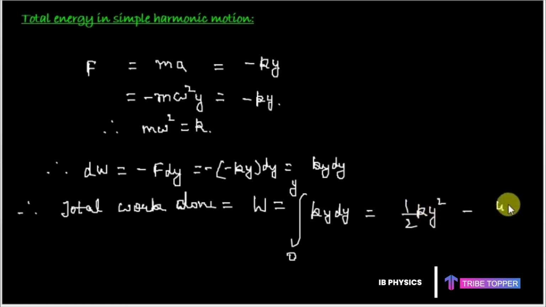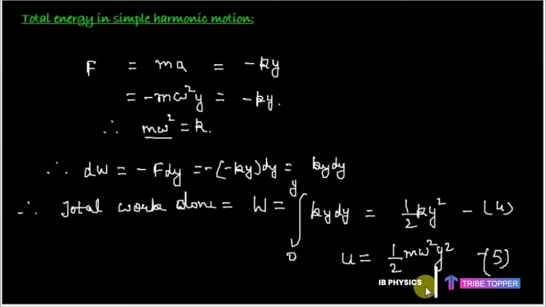Either we can use this equation, or we can say that potential energy is half ky square, or we can also write it as half m omega square y square. If we write k as m omega square, just plug in the value of k and we get this as the potential energy. Now we can note this down.